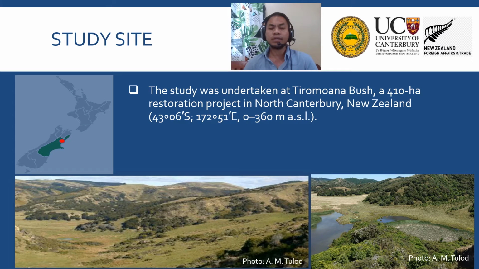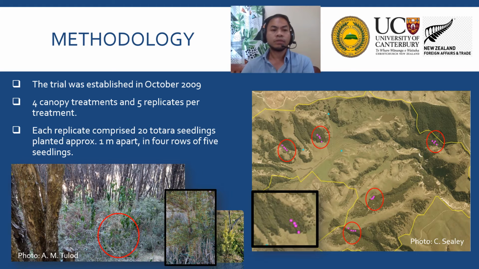This is the study site of my field trial. This is the Cheeseman bush, a 410 hectare restoration project in North Canterbury, New Zealand. The trial was established in October 2009 with 4 canopy treatments and 5 replicates per treatment. Here you can see the sites circled in red. These are the 5 replicates involving the 4 canopy treatments.